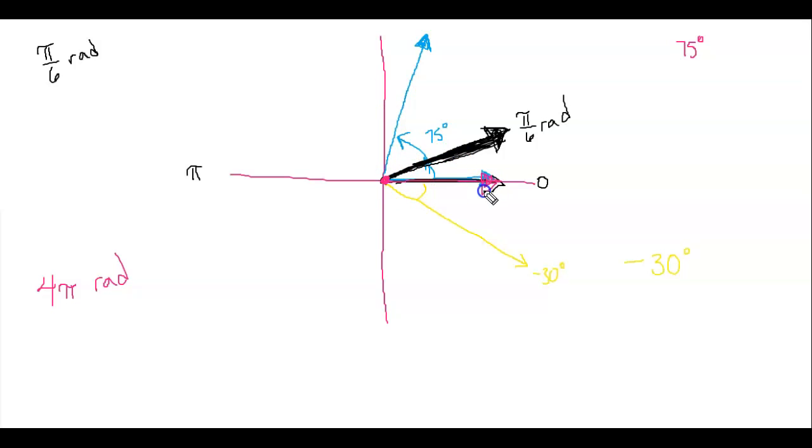So I've got my initial ray, and then I'm going to go around once. That would be 2 pi, and then 3 pi, and then 4 pi would actually end right where it started. And so that would just be 4 pi radians. So you can go around more than once. And so you get these angles that are actually larger than 360 degrees or negative angles.